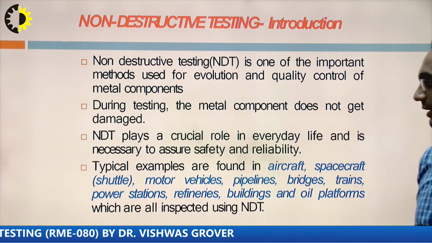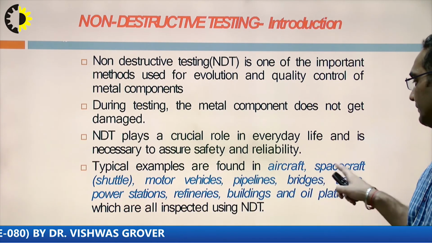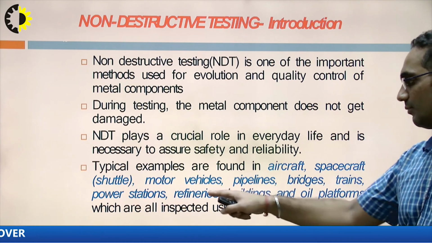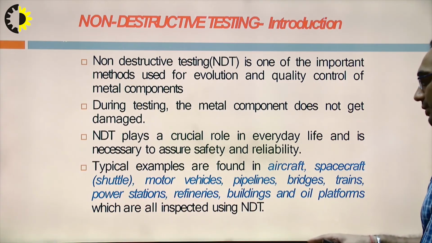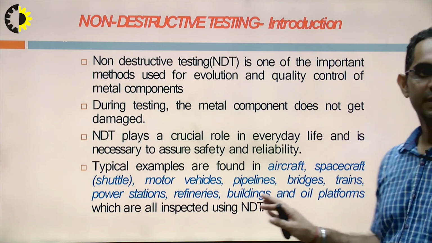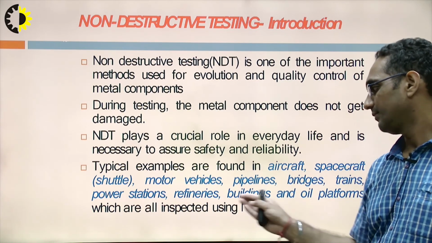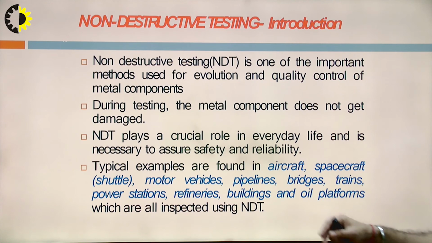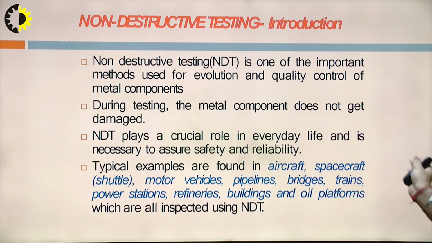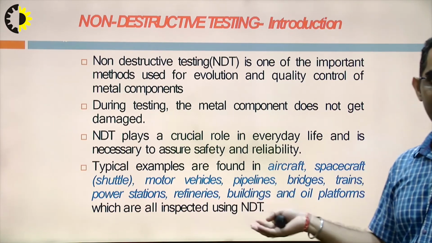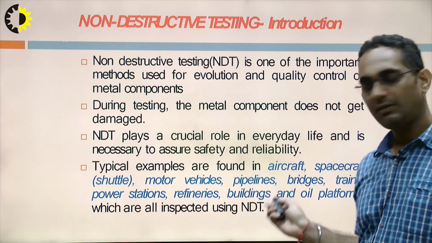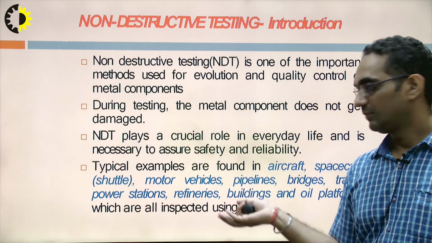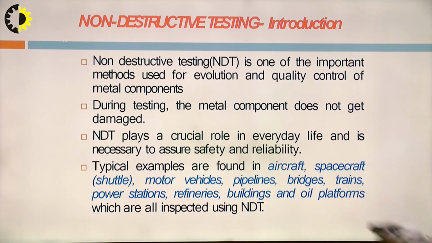Typical examples are found in aircraft, spacecraft, shuttle, motor vehicles, pipelines, bridges, trains, power stations, refineries, buildings and oil platforms, which are all inspected using non-destructive testing. In coming slides we will discuss a few of these.